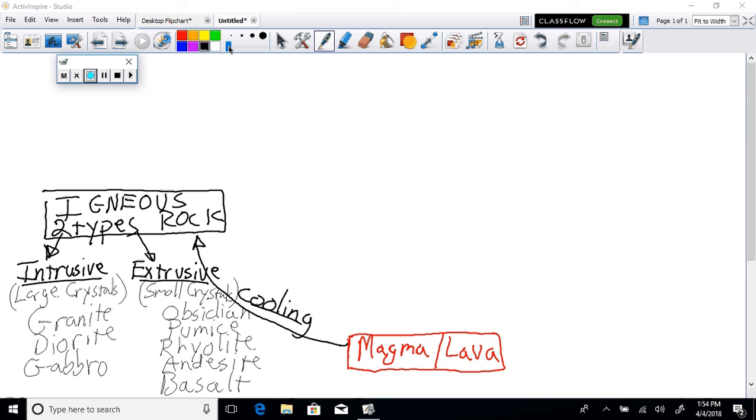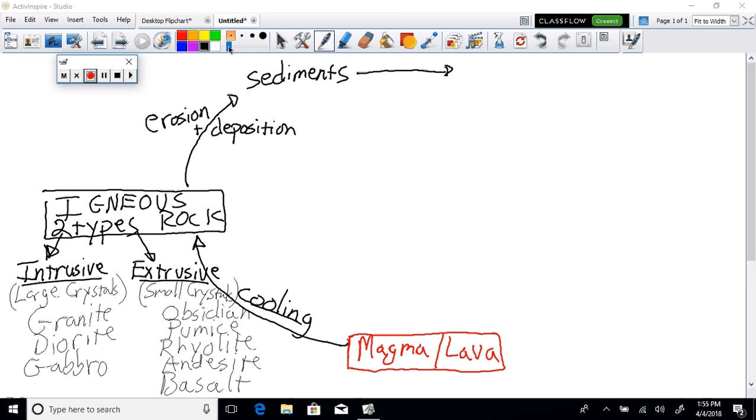Igneous rocks can then become sediments. Sediments, little tiny pebbles, through something called erosion and deposition. Erosion and deposition. Okay? And from sediments, the process is called lithification. That means you're making it into a rock. Okay? Lithification, you become sedimentary rock.